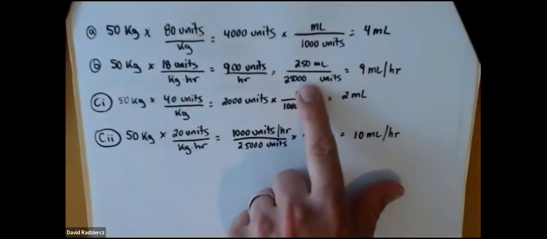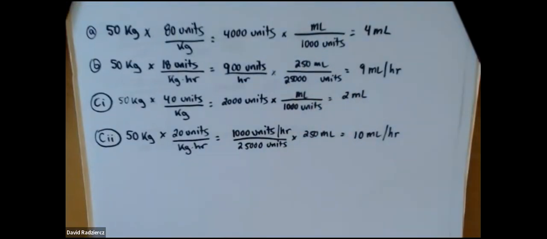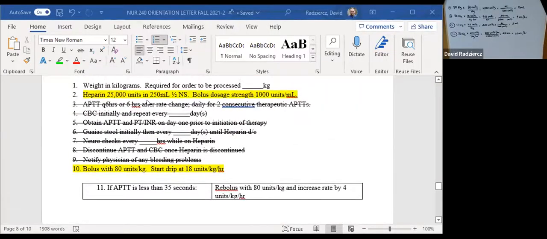Does that say 25,000 units? Yes, it's the same as this, 25,000. And I got that information from step 2 of the protocol where it says heparin 25,000 units, 250 mL. That's our available for the infusion. And then the 1,000 units per milliliter is available for the bolus.